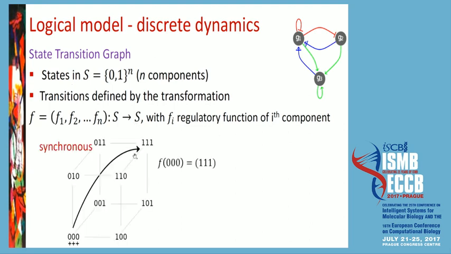And for example, here in a toy model, if the state is 0, 0, 0, where all my three components are off, and the target state is 1, 1, 1, so meaning each component has to be activated, the first possibility would be to update all the components synchronously. And this will give rise to the definition of this transverse or diagonal transition.